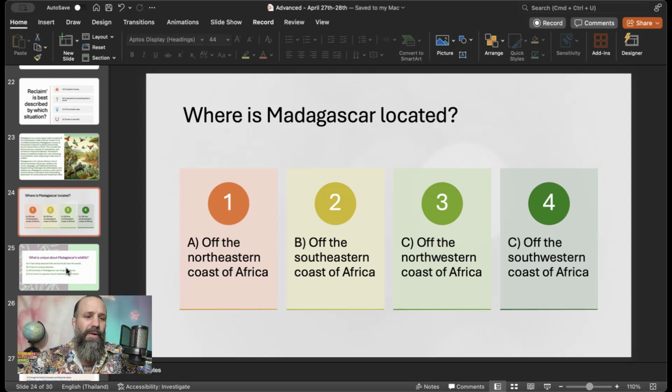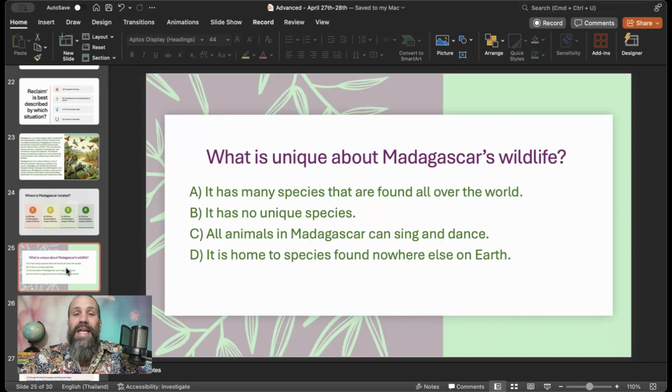So here we go. What is unique about Madagascar's wildlife? Which of these are true? It has many species that are found all over the world. That's not true. It has no unique species. That's not true. All animals in Madagascar can sing and dance. That's not true, but lemurs sure look like they're dancing when they're walking. They also run sideways. They kind of do this gallop. Amazing. I do show some videos in my class.